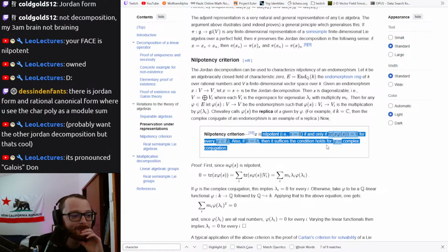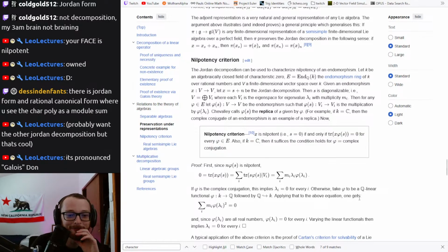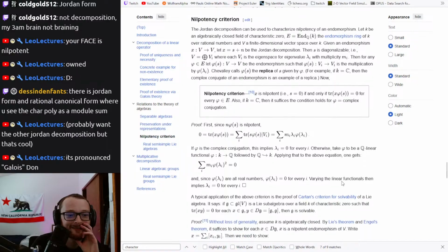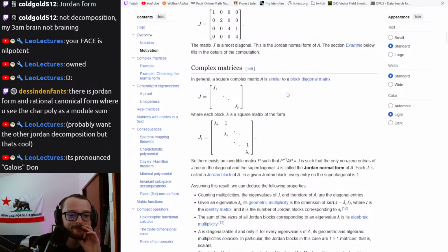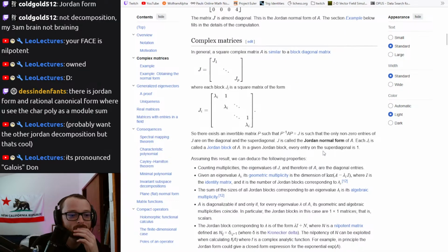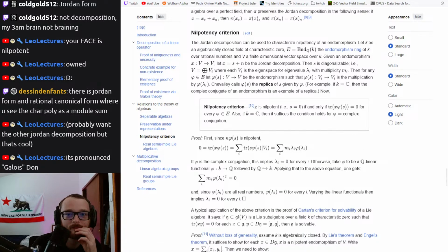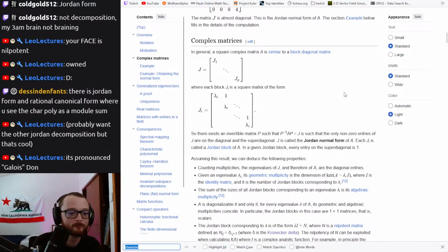It's pronounced... Thank you, Leo. Galois. Mayonnaise. Hey.